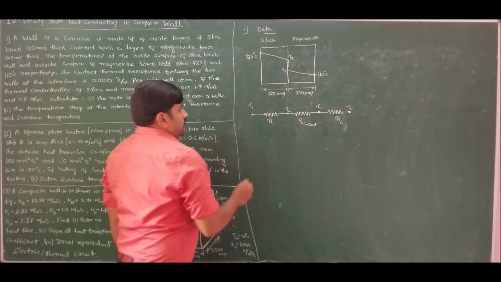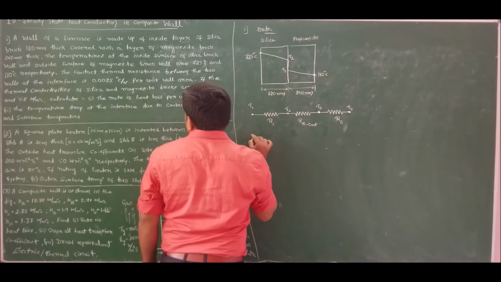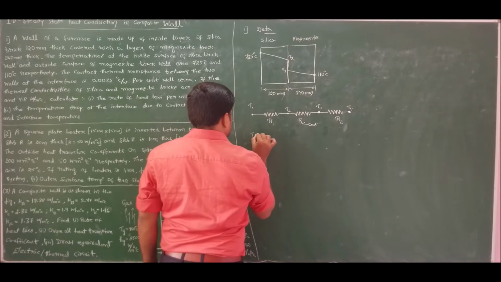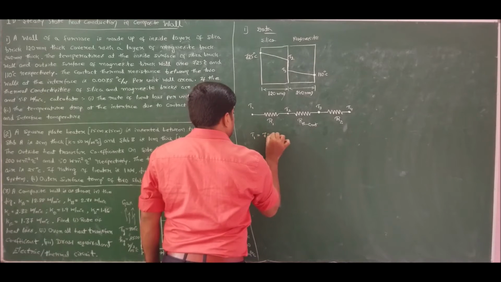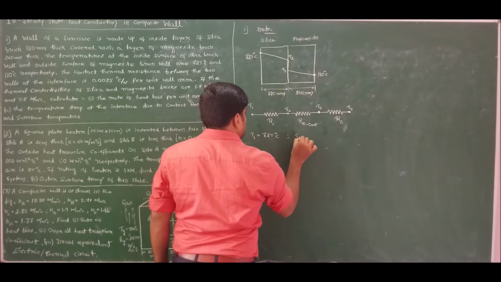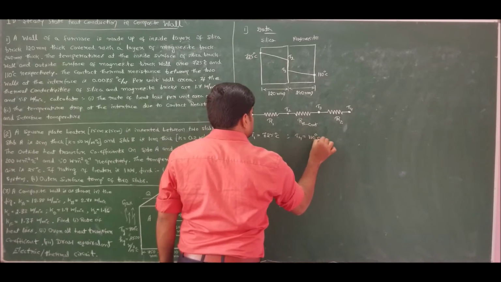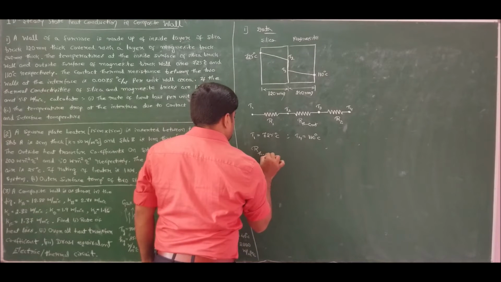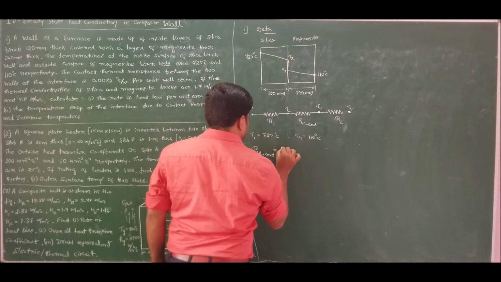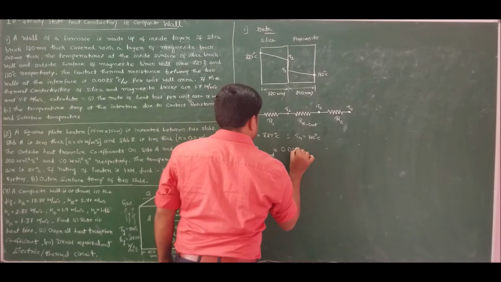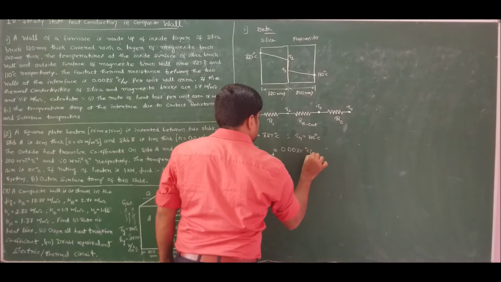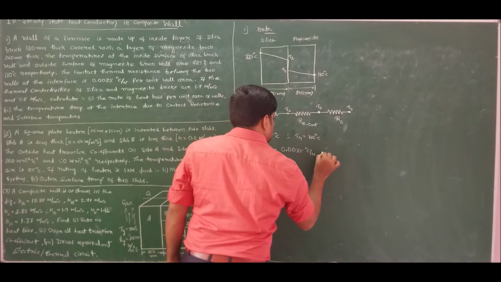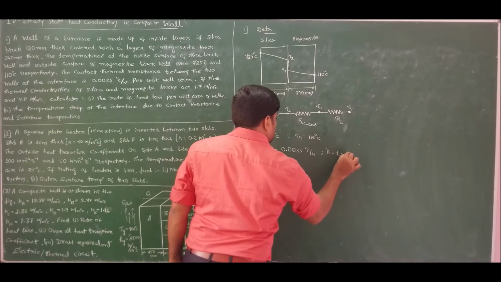Now, if I specify the data he has given, he has also given the values of temperatures T1 as 725 degrees Celsius and T4 as 110 degrees Celsius. He has given the contact resistance. Thermal resistance due to contact is specified as 0.0035 degrees Celsius per watt per unit area. So, he has specified area is equal to 1 meter square.